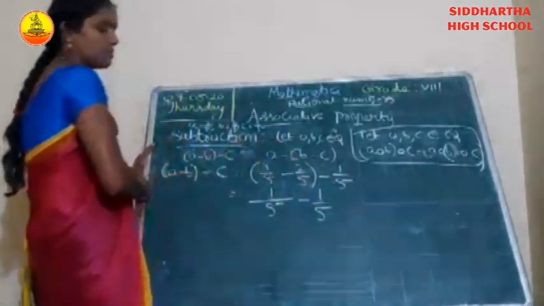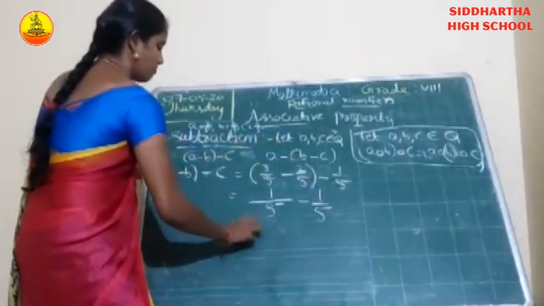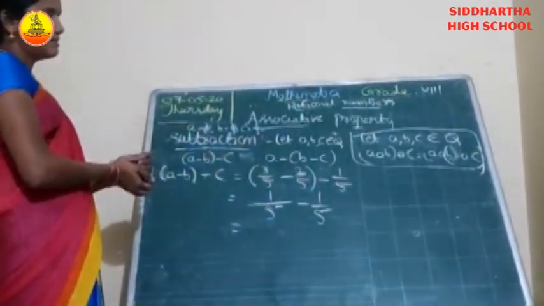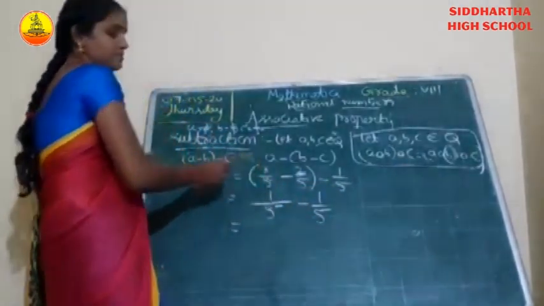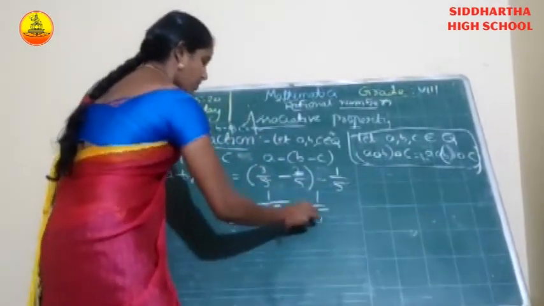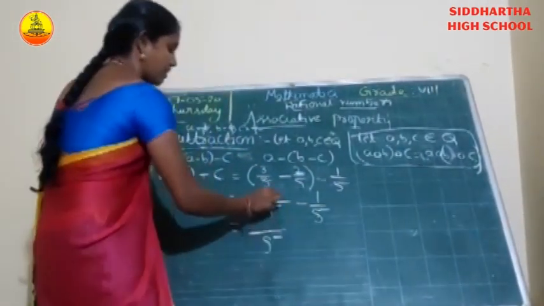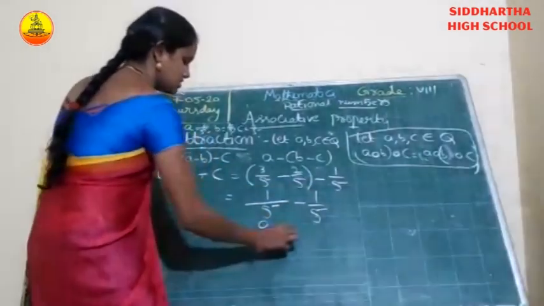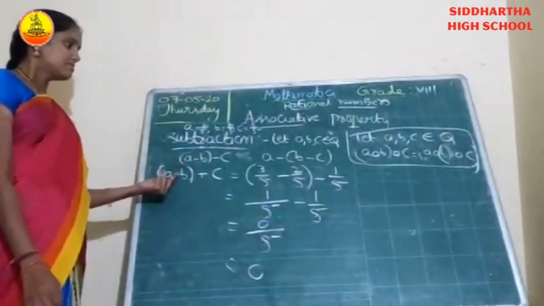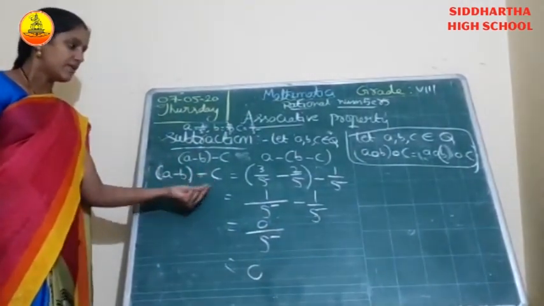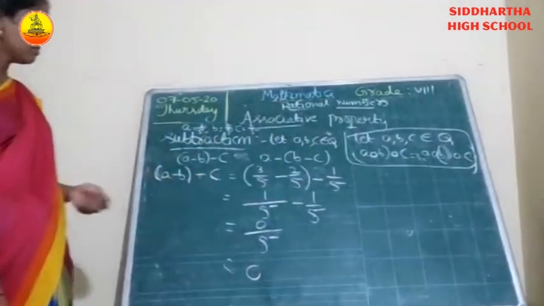1 by 5 minus 1 by 5 how much? 0, because whenever we subtract the same numbers, you get 0. That means here, what is the common denominator? 5. 1 minus 1 how much? 0. 0 by 5 value how much? 0. The value of (A minus B) minus C is 0.